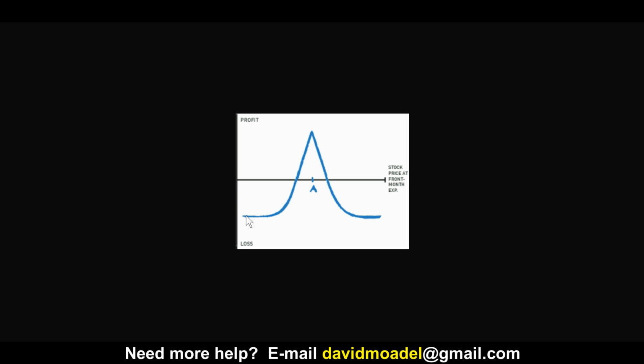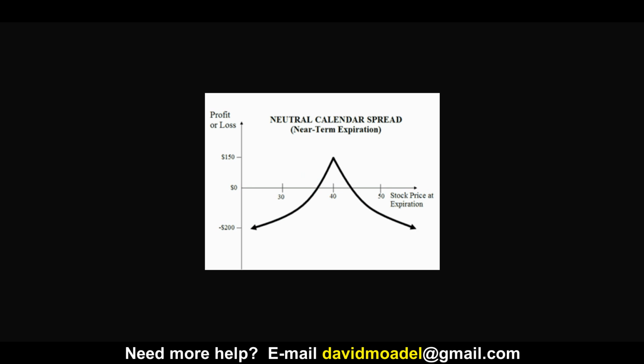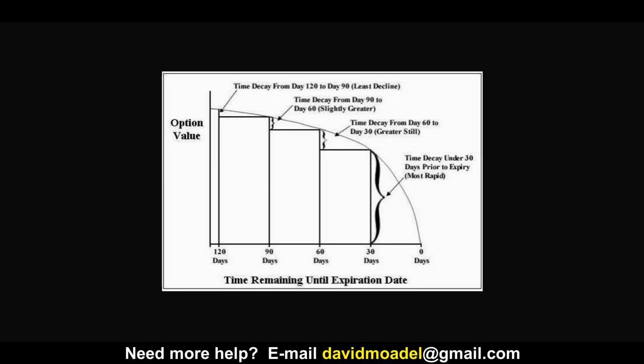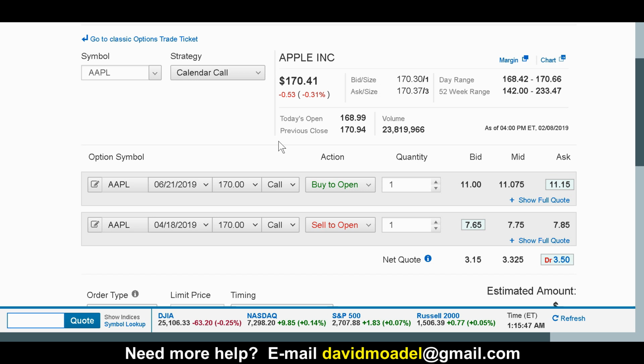As you can see, either way, if the stock goes up too much too soon, you can lose money that way. So it's not easy to make money on this. You really need for Apple or whatever it is to go sideways. So anyway, that's how you make money typically with a calendar spread.